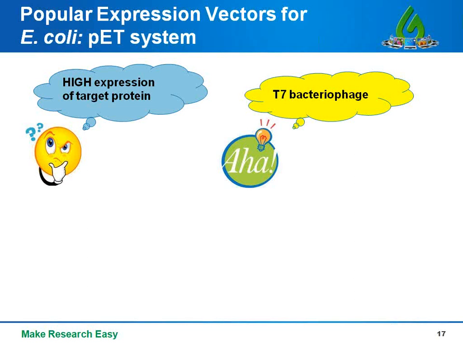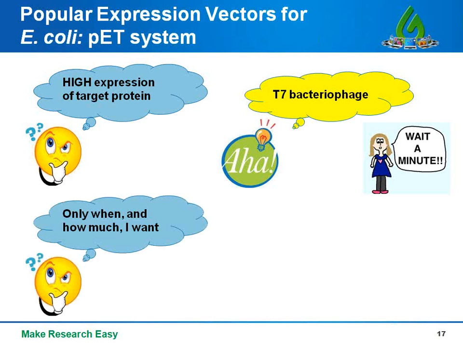The problem is the system is so effective, you can often have your target protein making up 50% or more of total cellular protein within a few hours. This can cause problems for the viability and growth of your host cells. So then we thought, wait a minute, can we put some brakes on this system? Can we control the T7 elements so that we're only expressing the target protein when we want, and maybe not always at maximum level, but instead dictate how much we want, perhaps through dose-dependent induction?